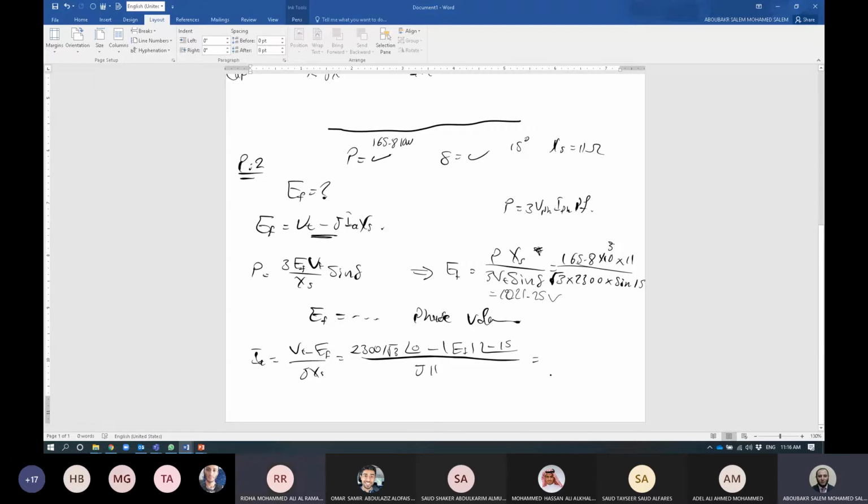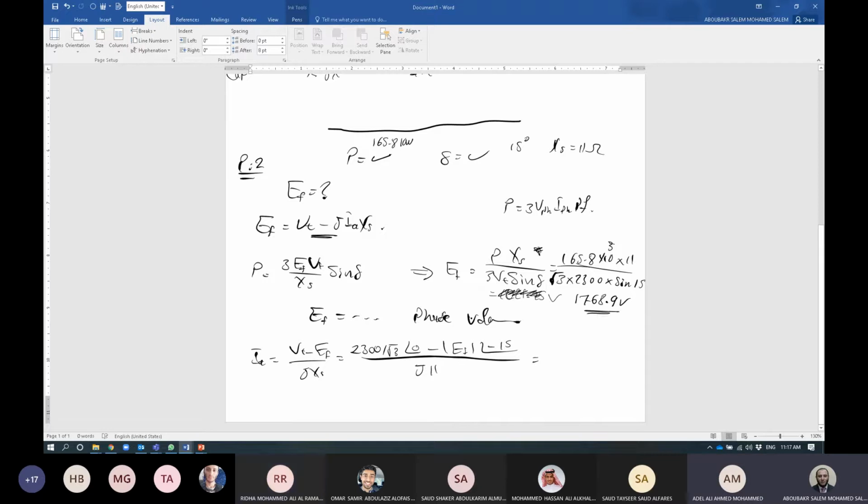I got a different answer. Let me calculate it with you. I get a different answer, which is 1768, multiplied by 11 over 2300 multiplied by square root of 3 multiplied by sine 15. So the answer is 1768.9. So this is EF.